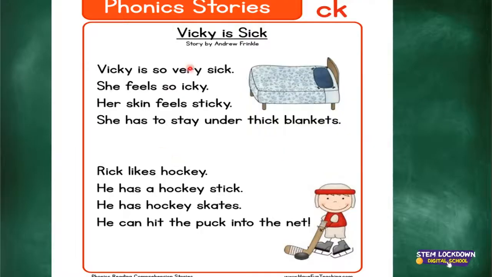Vicky is sick. It's the k sound. Vicky is so very sick. She feels so icky. Her skin feels sticky. She has to stay under thick blankets.